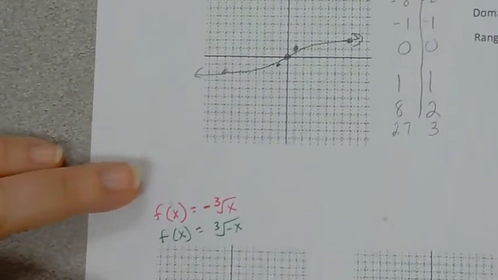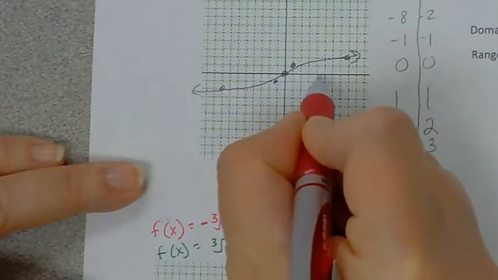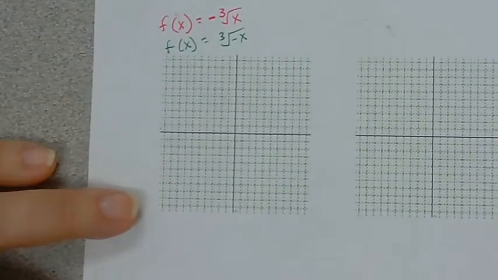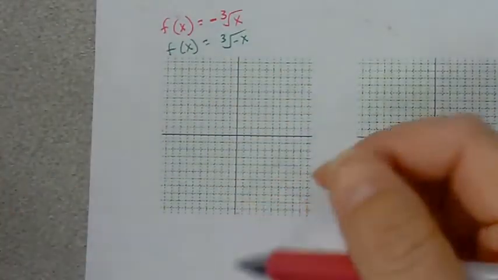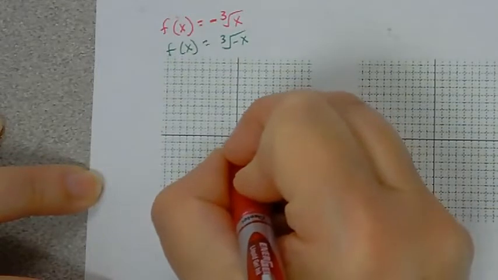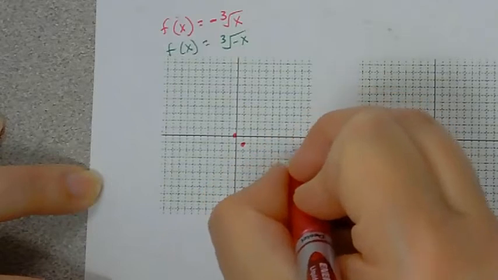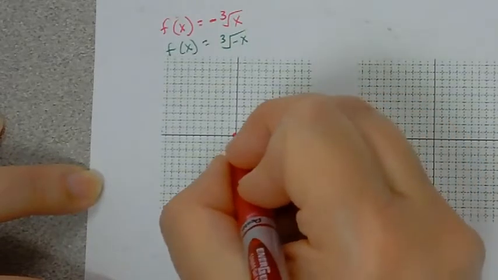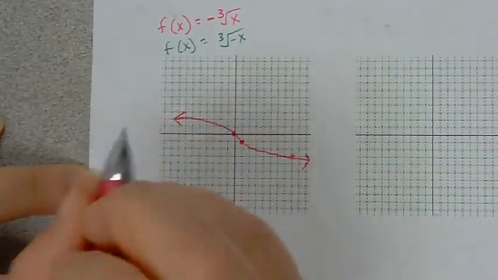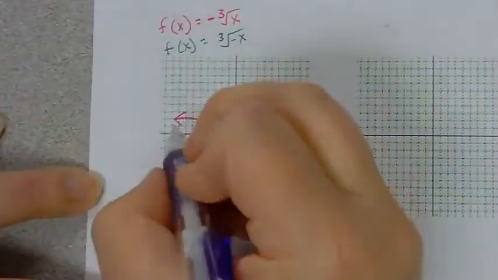So up here on the parent function, we went input 1, output cube root of 1, input 8, output cube root of 8. But this time, it's going to be flipped across the x-axis. So for the negative cube root of x, instead of 1, 1, it's going to be 1, negative 1. Instead of 8, 2, it's going to be 8, negative 2. So you can see how this time it has flipped over the x-axis. So there's negative cube root of x. The parent function looked like this.